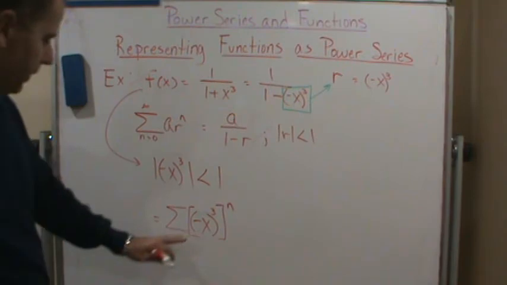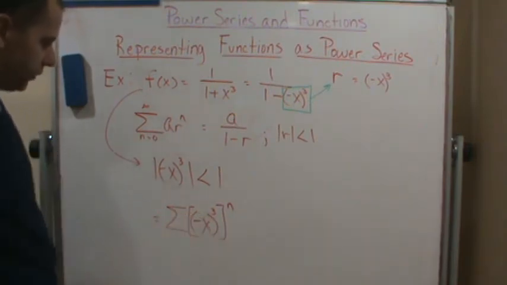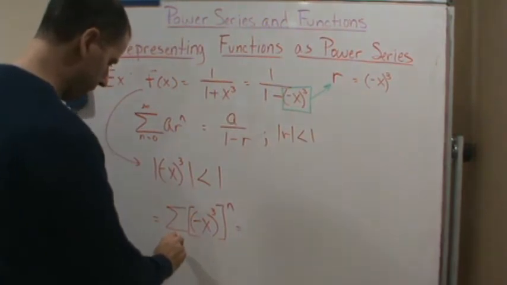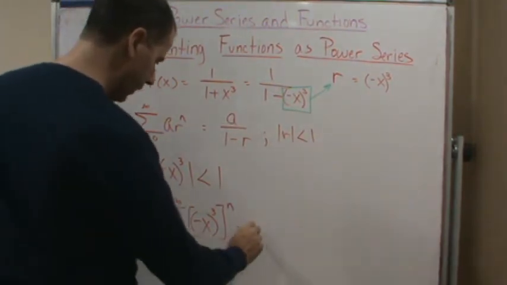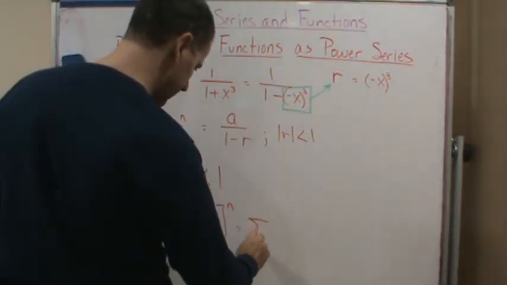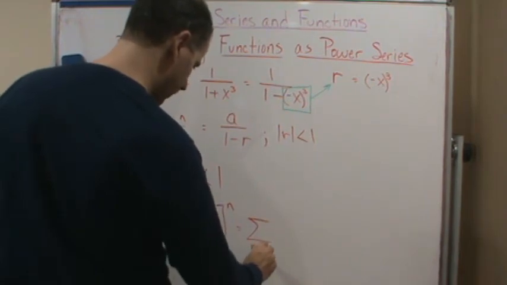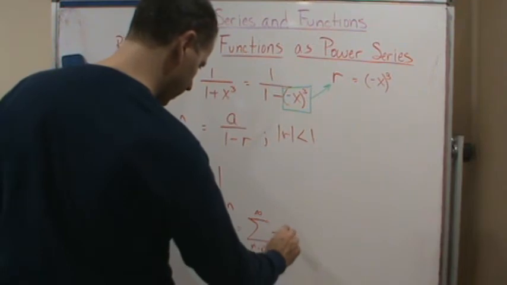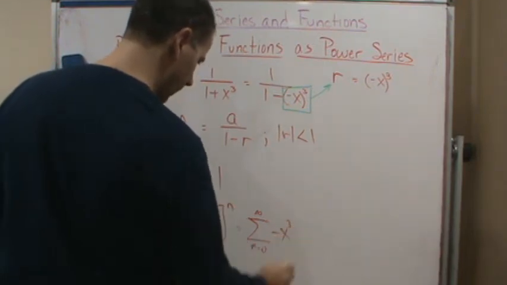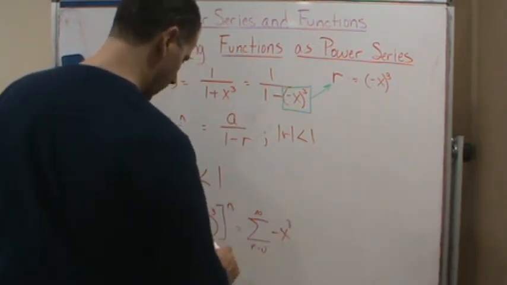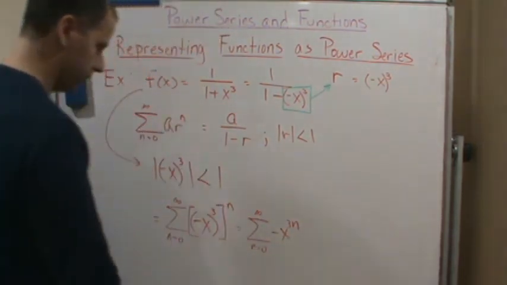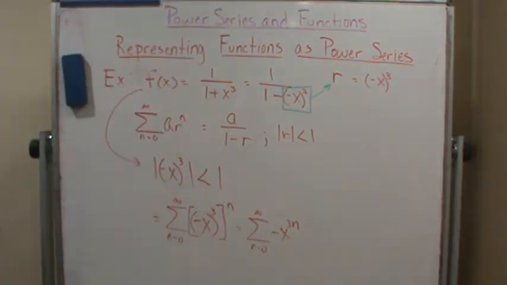Okay, but again, the fact that this is negative cubed is still going to be negative 1, so we can rewrite this as the summation of n equals 0 to infinity, and we can just take the negative 1 out of there, so it would be negative 1 times x cubed. And then we can use the power rule, so this would be negative 1 to the nth power times x to the 3n power.